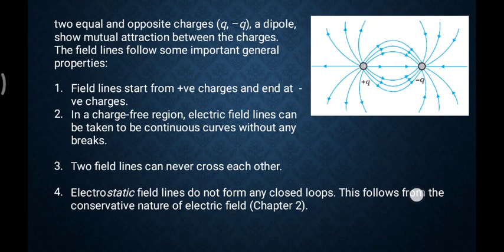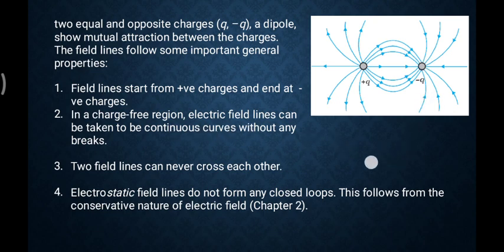In a charge-free region, wherever you find one, because charge is not there everywhere, and only at two particular places is a charge existing, the electric field line can be taken to be a continuous curve without any break. Anywhere else you look, the field lines are continuous. Here I am showing a break, but actually it is not a break. It curves outward and inward it is accepted, so this is continuous.